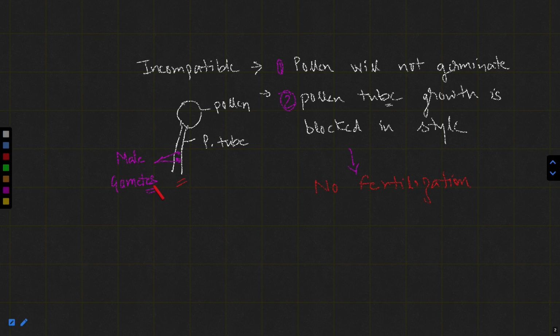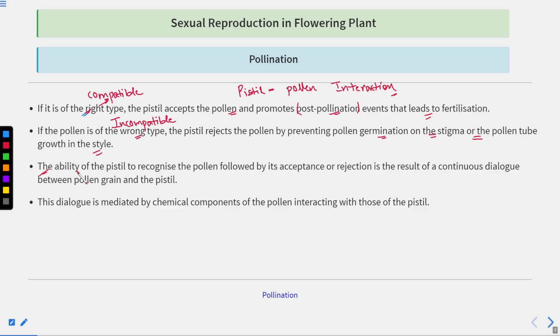Next point is that the ability of the pistil to recognize the pollen, followed by its acceptance or rejection, is the result of a continuous dialogue between the pollen grain and the pistil. There are a lot of interactions happening between the stigma of the pistil and the pollen grains, and the pollen's acceptance or rejection is based on this interaction.